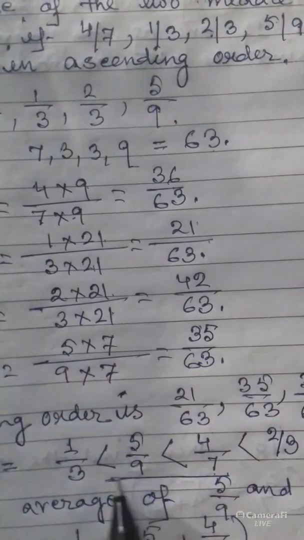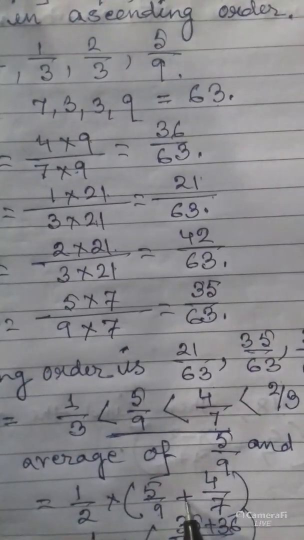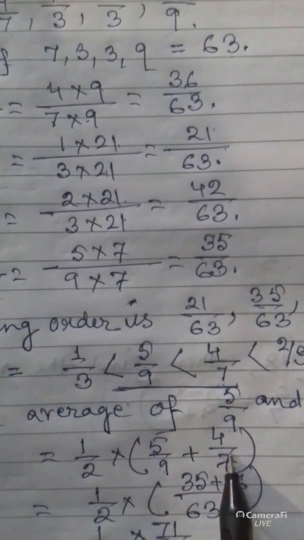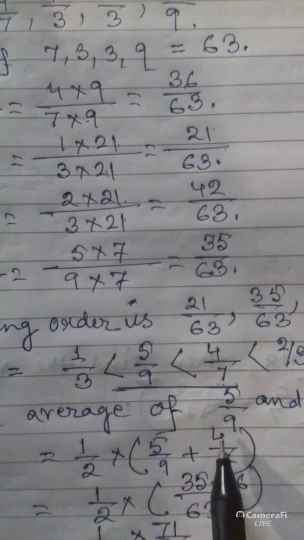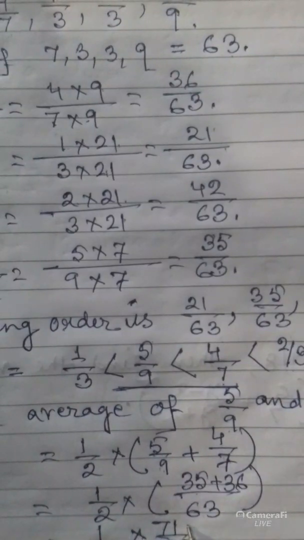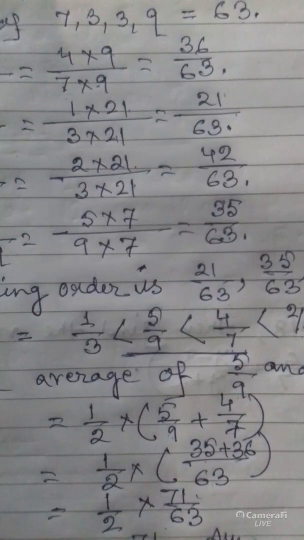Now the average of 5/9 and 4/7 is half into 5/9 plus 4/7. Again the LCM of 9 and 7 is 63. 9 sevens are 63, that's why 5 multiplied by 7, and 7 nines are 63, that's why 4 multiplied by 9. 4 nines are 36, 5 sevens are 35. 35 plus 36 is 71. Then 71/126. The average of the two middlemost numbers is 71/126.